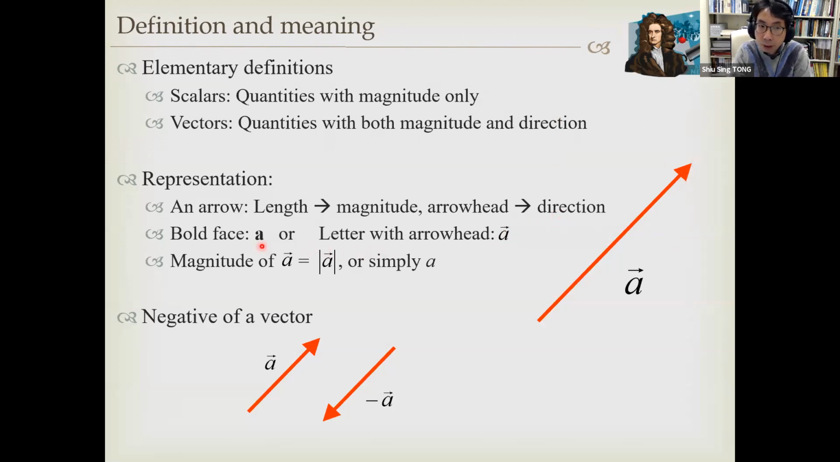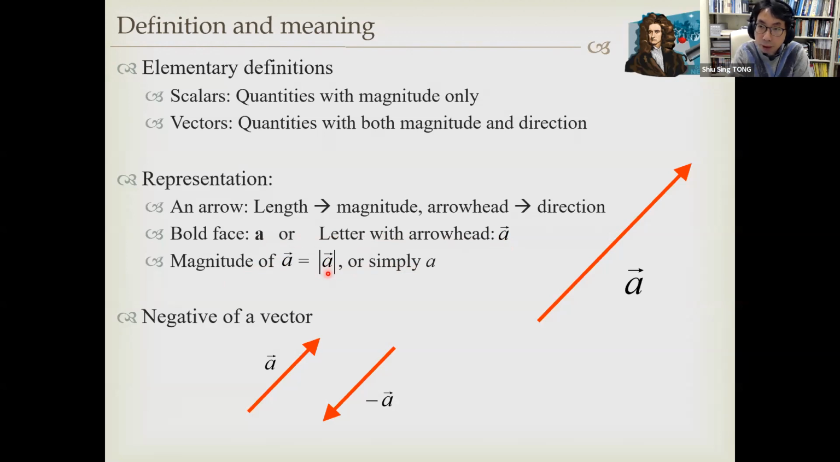In books, vectors are denoted by a bold-faced letter. But when we handwrite, it is not that convenient to use a bold-faced letter, so we usually write a small arrow above the letter to denote that this is a vector. And the magnitude of the vector is denoted by its absolute sign, which denotes the length or the magnitude of the vector. In this course, we simplify the notation.